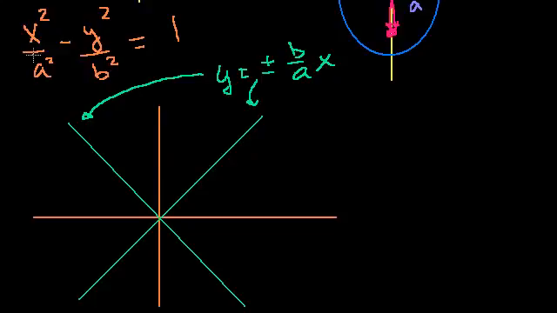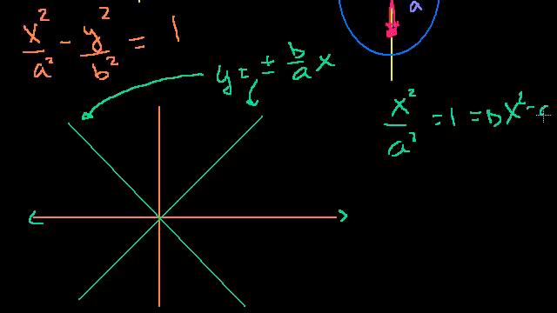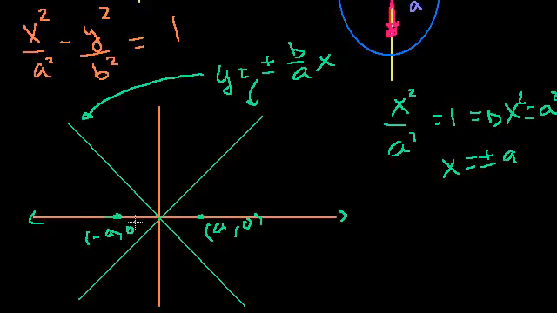The other option is you say, OK, can x or y equal 0? Well, if y is equal to 0, that puts us along the x-axis. So you get x squared over a squared is equal to 1, which means that x squared is equal to a squared, which means that x is equal to plus or minus a. So the point a comma 0, and the point minus a comma 0 are both on this hyperbola.